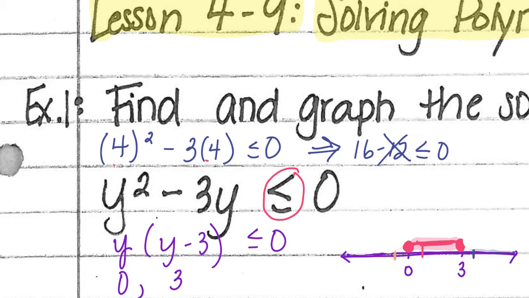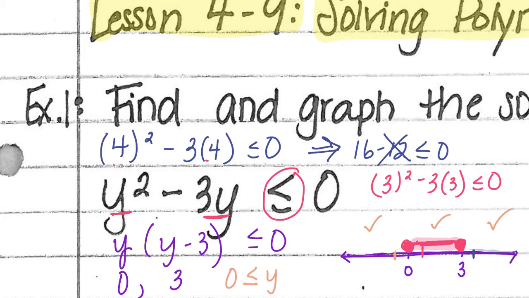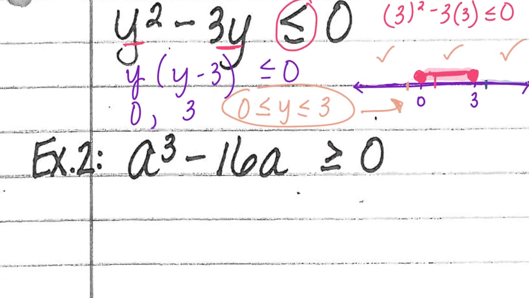And just to make sure that we're checking all of our work, remember if I plug in 0 here, 0 minus 0 is less than or equal to 0. And if I plug in 3 here, 3 squared minus 3 times 3 is less than or equal to 0. So remember that those work, and that's why we're filling in those circles. So just a reminder, we have to check 1, 2, 3 sections, and I know that y, if I had to write this out, is between 0 and 3, and I have to graph it like that. All right, let's try one more.